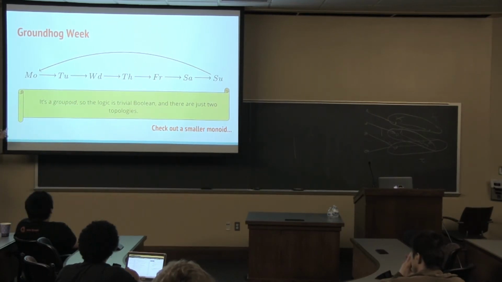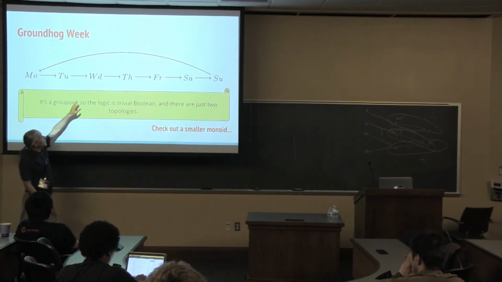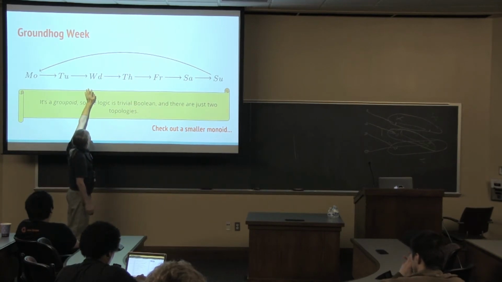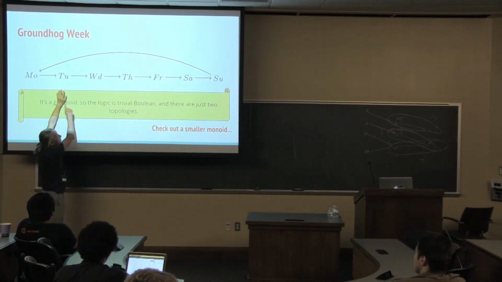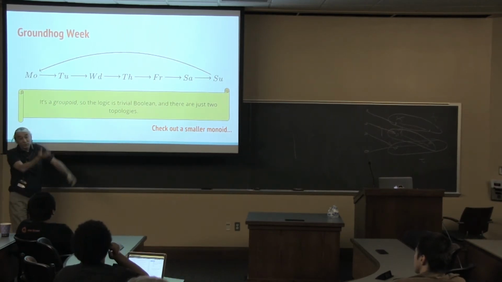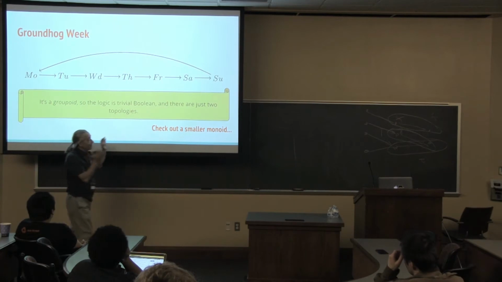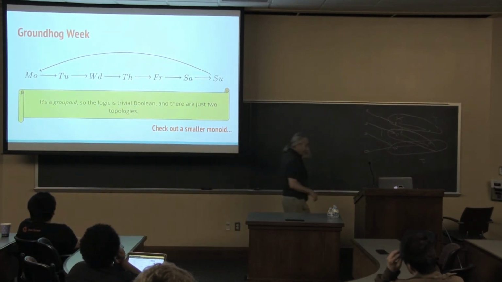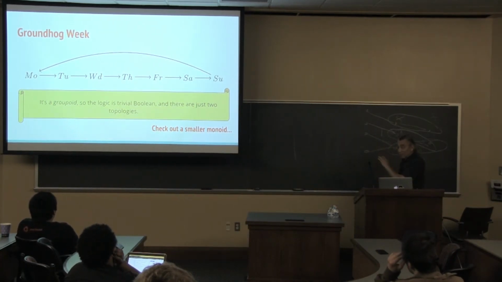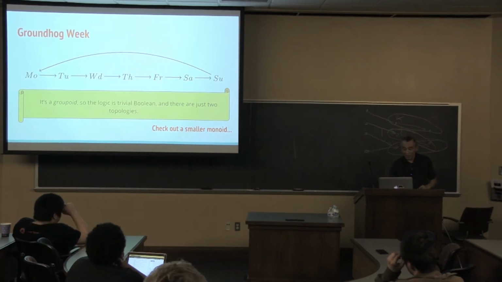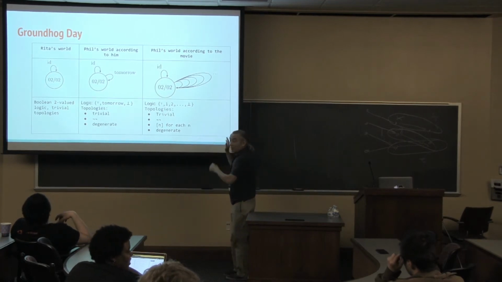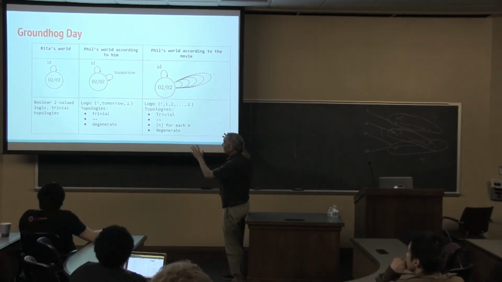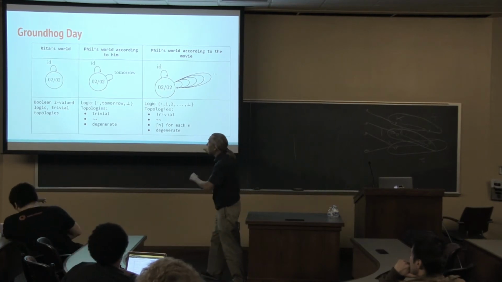And if we have isomorphism, there are just 2 topologies. So the topology is Boolean. If something is okay here, it means it was okay yesterday, right? Why? Because you take a loop and you get there and it's an isomorphism. So this is actually a trivial case. But we can take a smaller monoid and see how things are more sophisticated. So Groundhog Day, that's an easier case, but we can view it from different points of view.